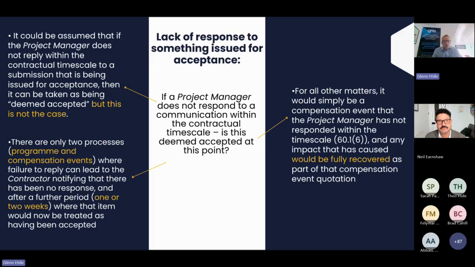There are two processes within the contract, programme and compensation events, where failure to reply can lead to the contractor notifying that there's been no response, but you do need to put in a formal notification. It doesn't just happen automatically.